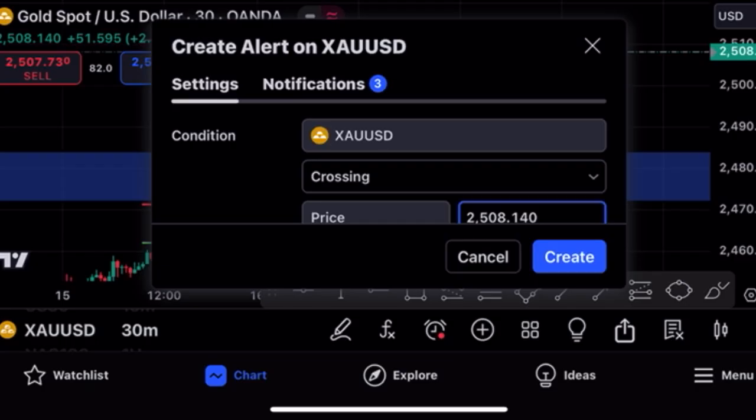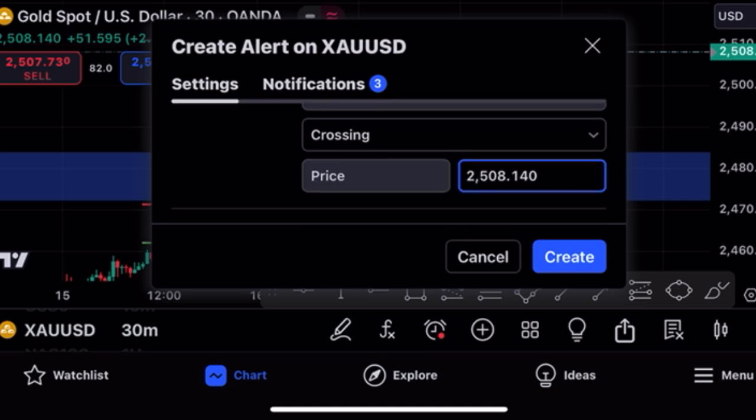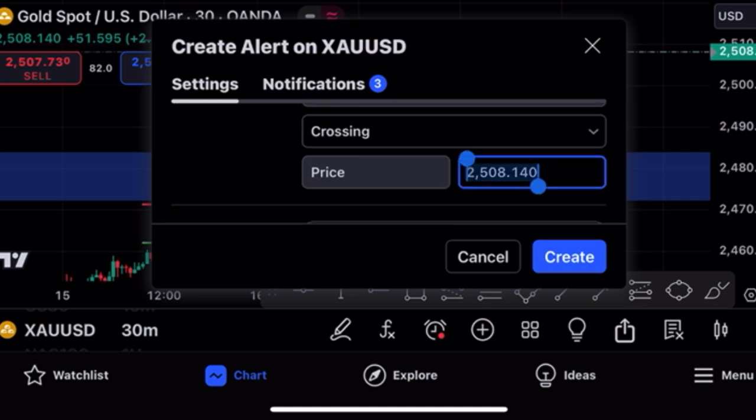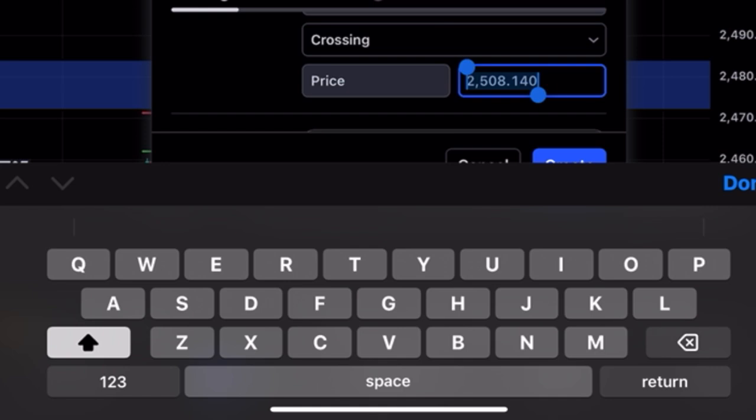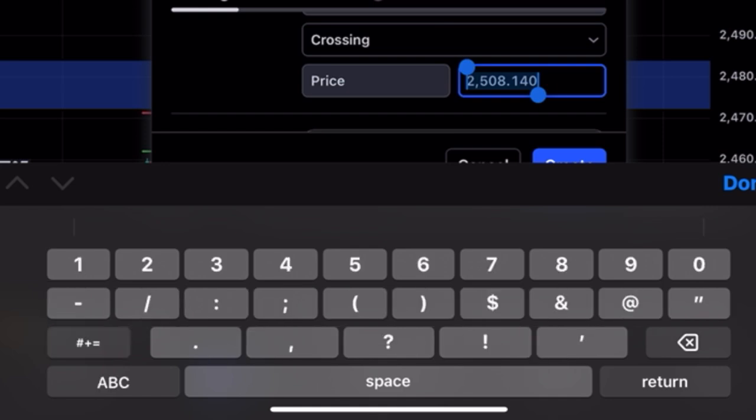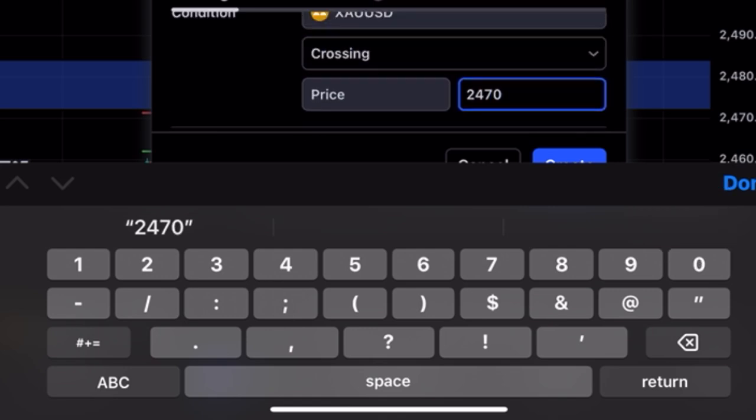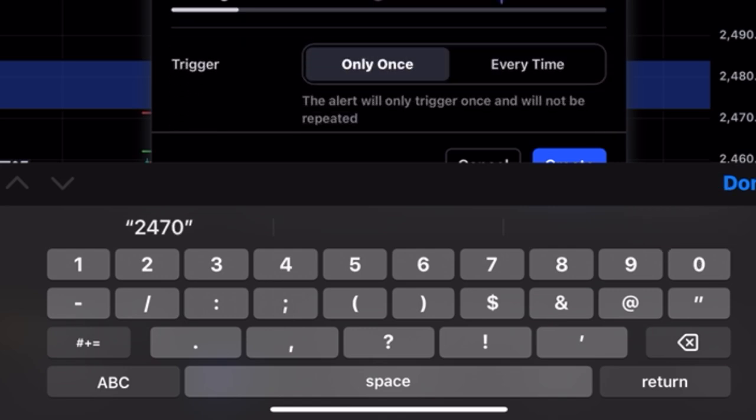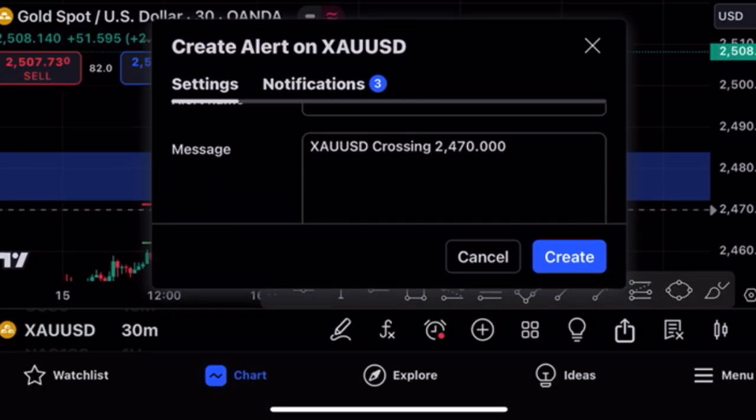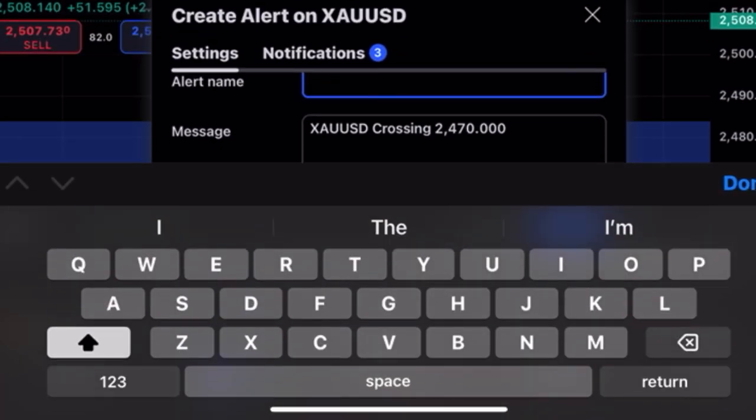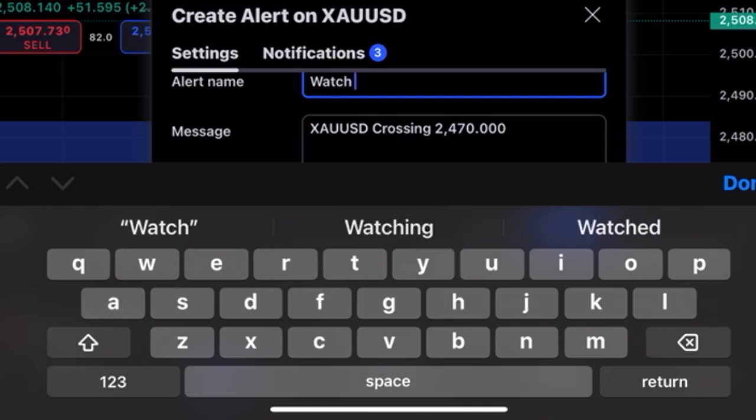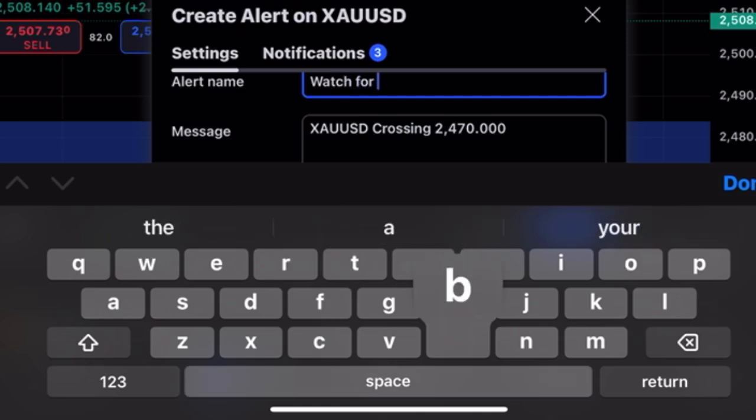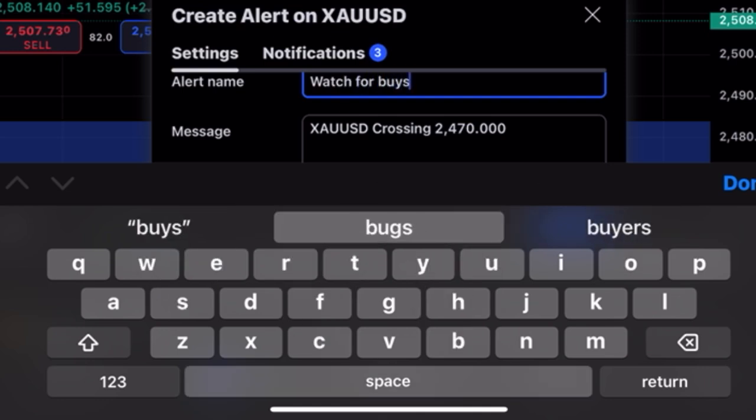And again, I don't recommend mobile, but if you guys absolutely have to. So the fib level, to just keep our charts clean, I'm going to place this alert at 24.70. I'm going to do it every time, and I'm going to watch for buys. Okay, so that's everything that I'm going to put, and I'm going to create that.